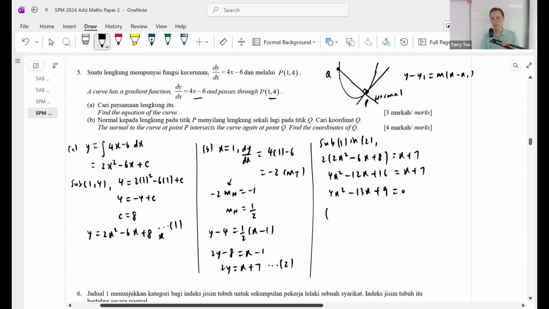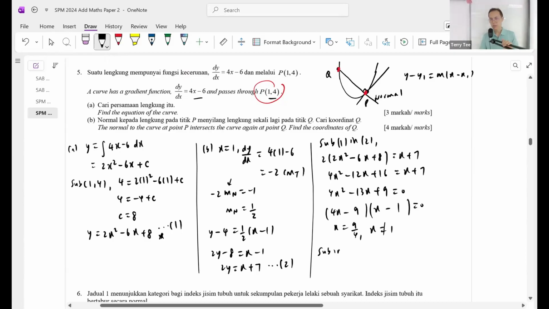You can factorize, right? Factors of 36: 9 and 4. They are both negative. So your x is either 9 over 4 or 1. Now, which one should I take? I cannot take 1. Why? 1 is already the coordinate of point P. Because the curve and the normal intersect at 2 points, one is point P, another one is point Q. Your point P has an x coordinate of 1. So obviously, we have to take the second one, 9 over 4.